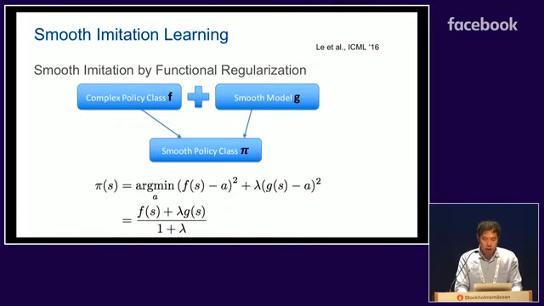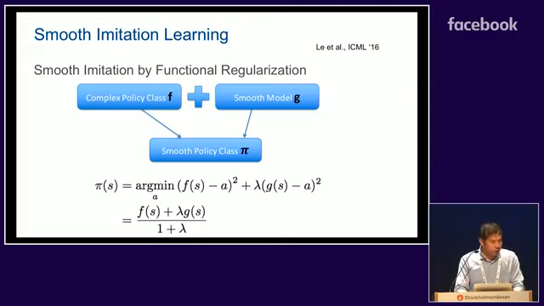Okay, so in our paper, we propose a way to achieve smoothness by functionally regularizing function classes. Essentially, we regularize a complex policy class F, such as a neural net, with a smooth and simple model class G, like a linear model.